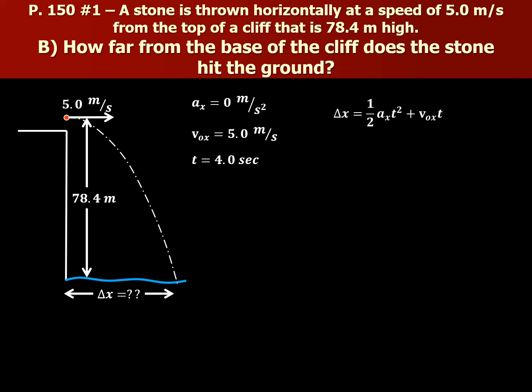Displacement is going to be equal to 1/2 times acceleration times time squared plus the initial velocity times time. Plug in the information we know. We know the acceleration is 0, so that part goes away. And we get 5 times 4, which is equal to 20 meters. So the displacement is going to be 20 meters. That's how far away from the cliff it hits. Now this measurement that we have away from the bottom of the cliff, that's called range. That's how far horizontally it's going to move. We call that range.